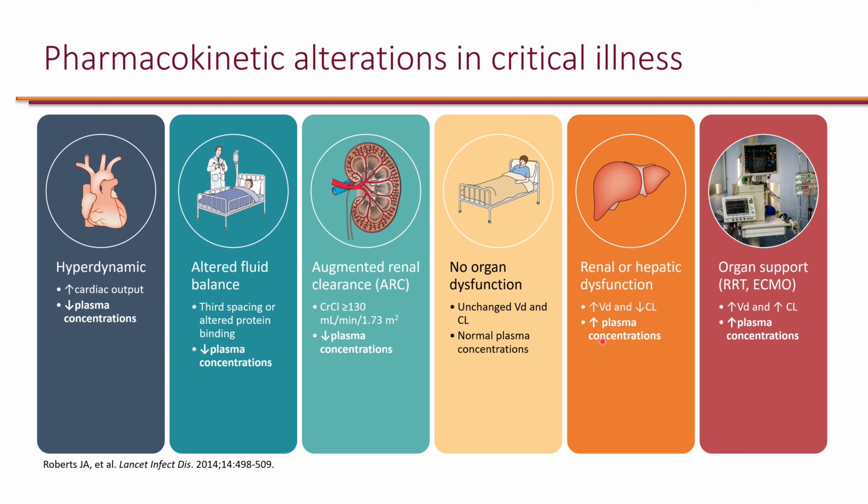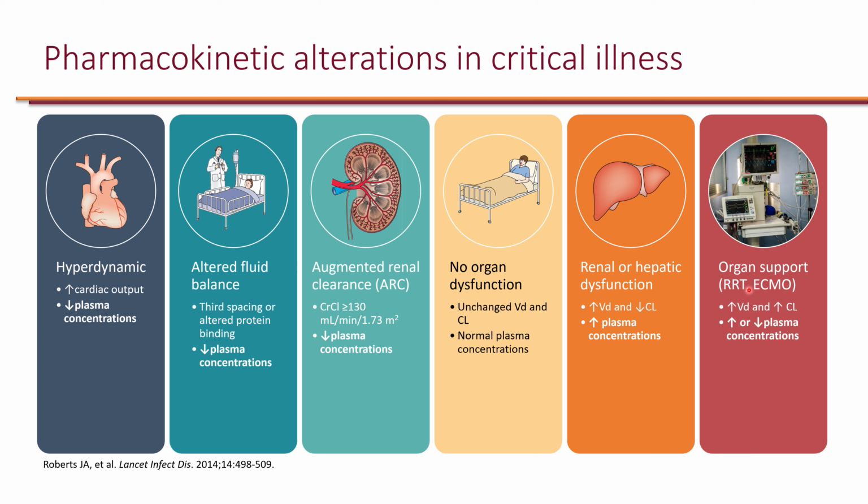And then on the other end of the spectrum, we have increased plasma concentration, either because of renal or hepatic dysfunction, so the drug is not getting cleared. So your plasma concentrations go higher, and you need to dose adjust and reduce the dose. And sometimes there is organ support. If there is renal replacement therapy or ECMO, you may have increased or decreased plasma concentration.